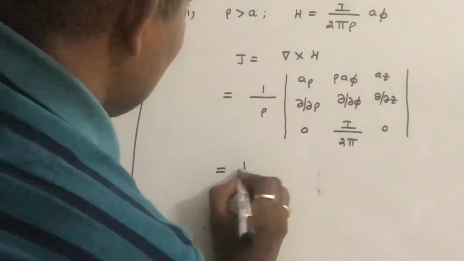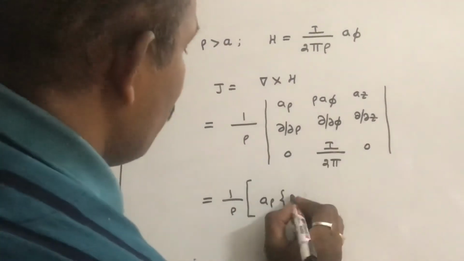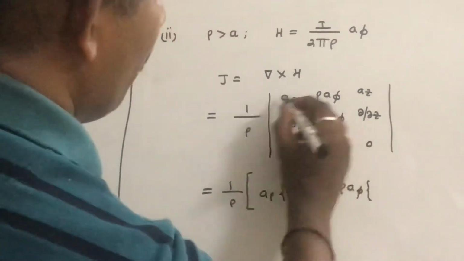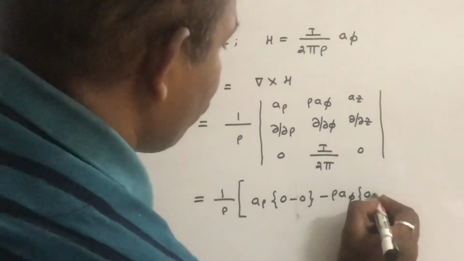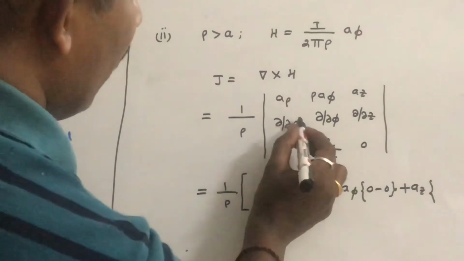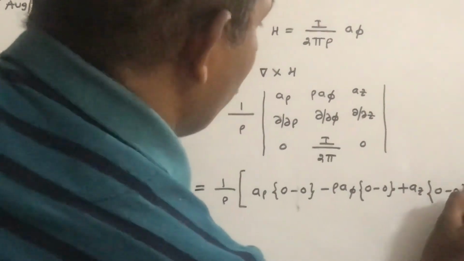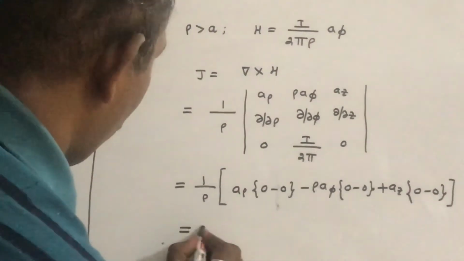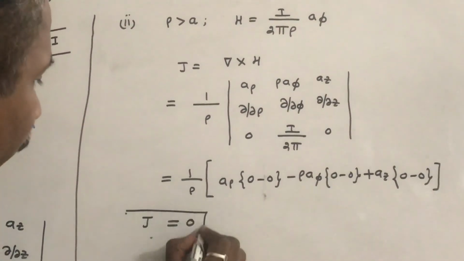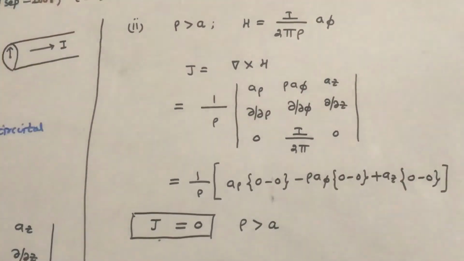From this you can clearly see: a_rho into 0 minus 0, minus rho a_phi into 0 minus 0, plus a_z into dou by dou rho of a constant, which is 0, minus dou by dou phi, which is 0. So the entire answer comes out as 0. This is the current density outside the conductor, rho greater than a.